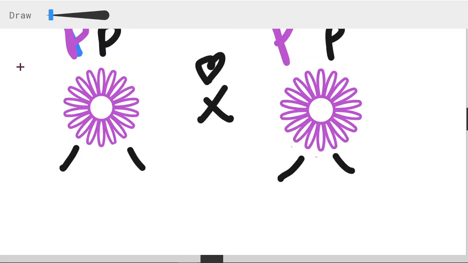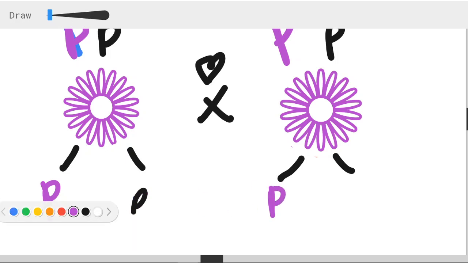Now let's do the first one, okay? Let's do it a little smaller. First one, we're gonna have a dominant allele with a recessive allele, and the second one we're gonna have another, as well, a dominant allele with a recessive allele.